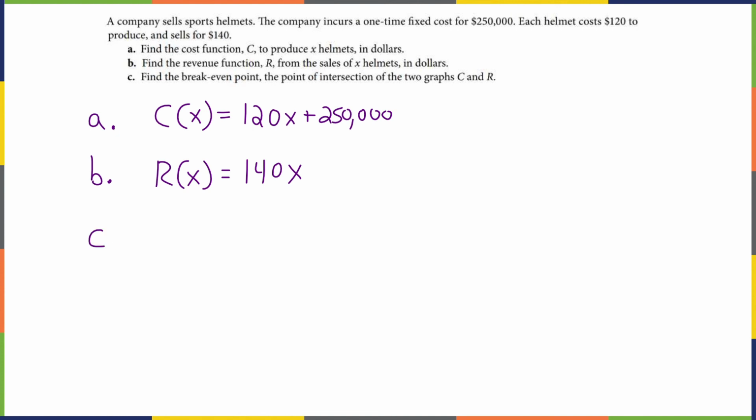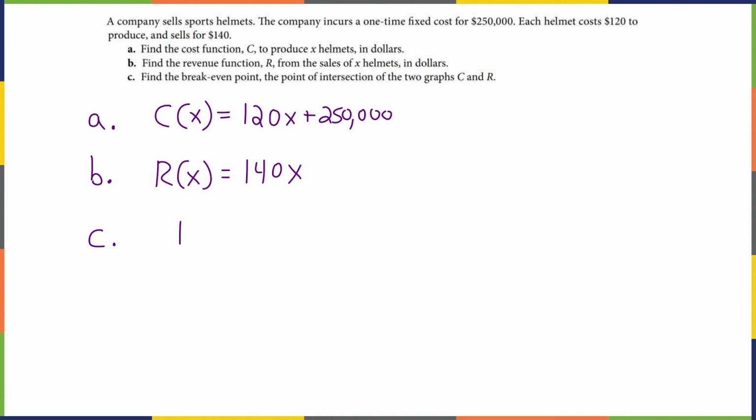Then C wants us to find the break-even point. So how many helmets do I have to both make and sell in order for my cost and my revenue to be the same amount? This is called the break-even point because if you have the same cost and the same revenue, you have zero profit, but you're not losing money. So go ahead, set these two equations equal to each other and solve. And when you're done with that, unpause this video.